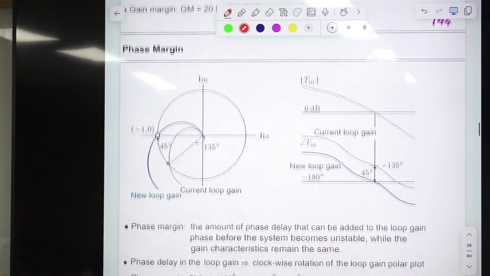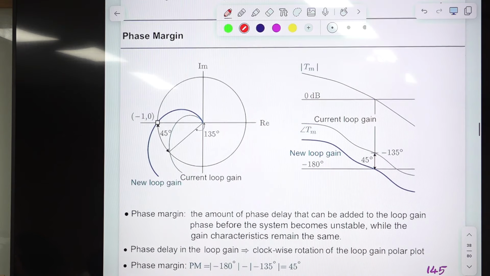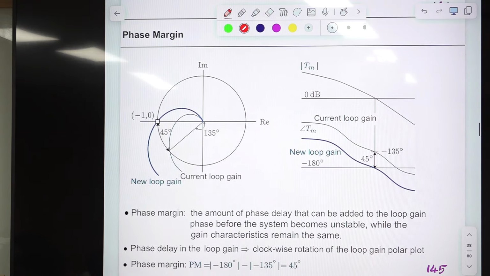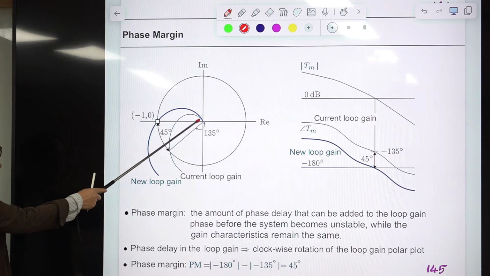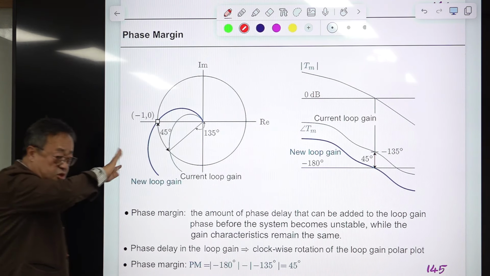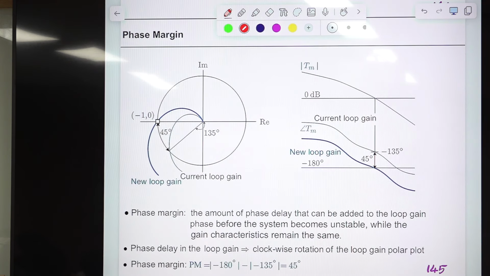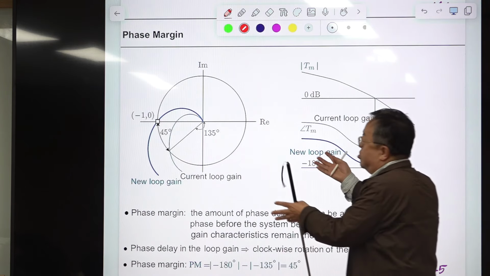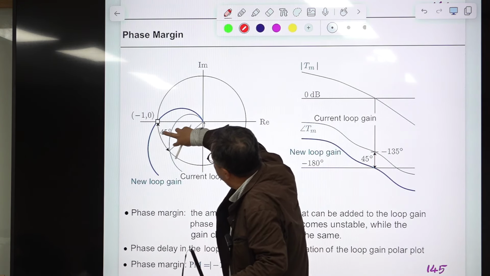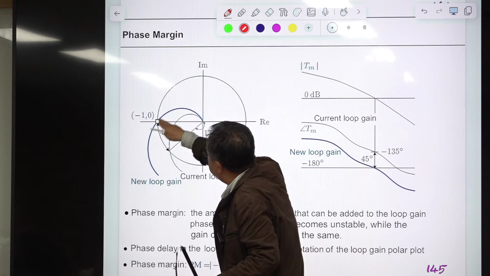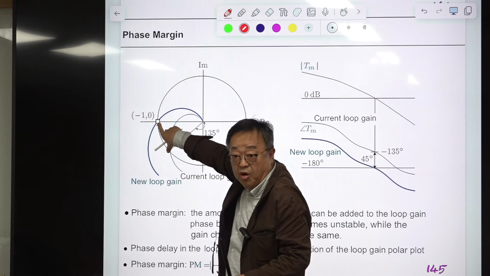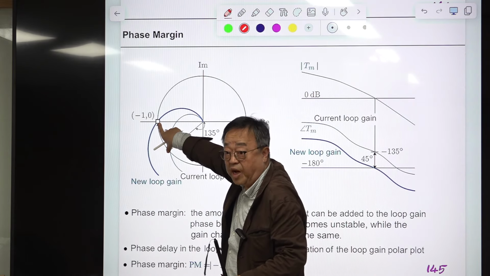The same concept can be applied to the phase margin. The phase margin is this one. Suppose you have this, and this is stable. But if you add some additional phase delay, this polar plot will rotate in clockwise direction without changing its radius or shape. So if you rotate this 45 degrees, you have a margin of 45 degrees. That is the phase margin.